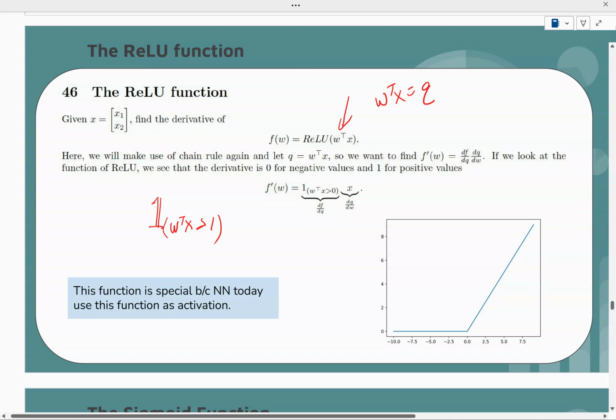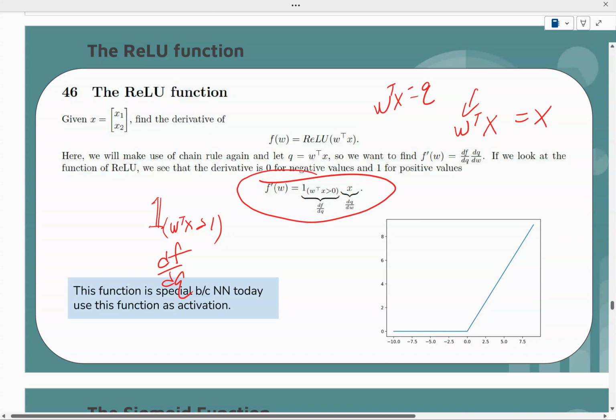Okay? So therefore, basically we took the derivative of what's outside here with respect to q. So this is df dq. And now dq dw, we simply take the derivative of this with respect to w. So this is a linear form. Then with respect to w, it's just x. So that's where the x came in. All right, so that's dq dw, df dq. So this right here is the derivative for the ReLU function.